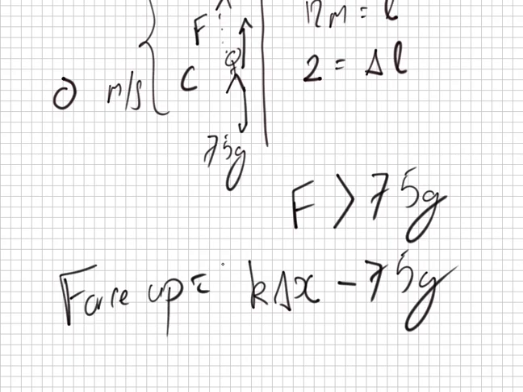Now we know what the delta X is. What's the delta X? That's 2. The only problem is we don't know the K. But there is a way to find the K using energy.